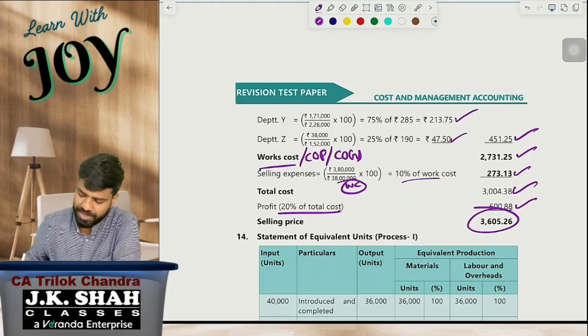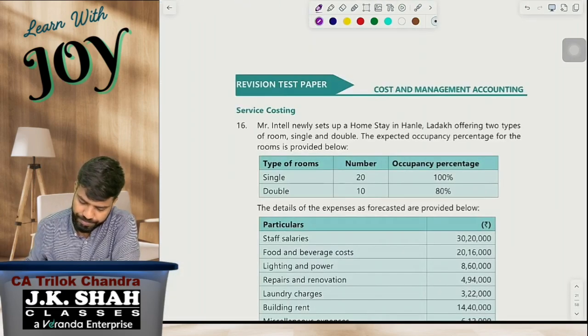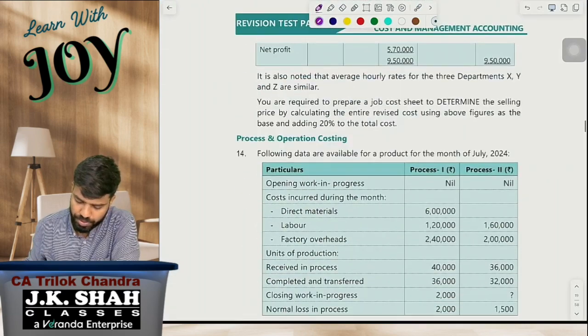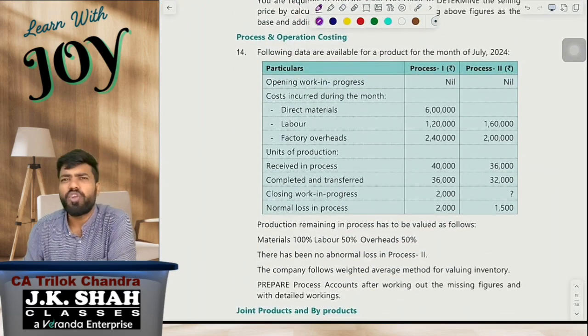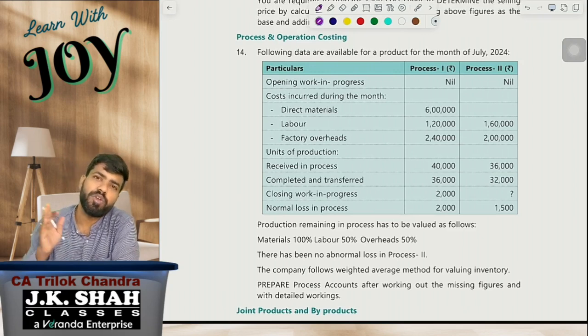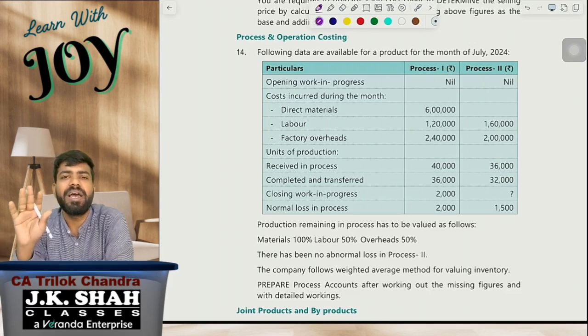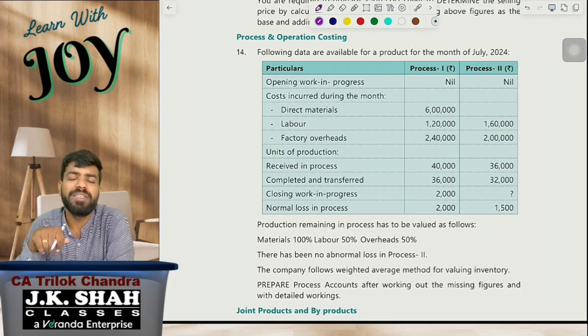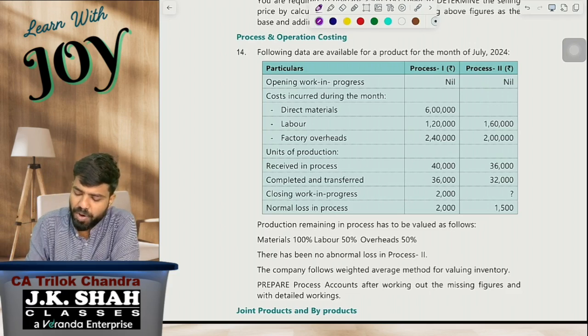What is the information given? Let us look into the question. Process costing. There is not much complication in this question, it is a straightforward question, but the only thing is we need to prepare process 1 and process 2. Most of the questions in the study material ask for only one process account, but in this they are asking for two process accounts, so we have to go step by step. Listen to me carefully. Following data are available for the product for the month of July 2024.